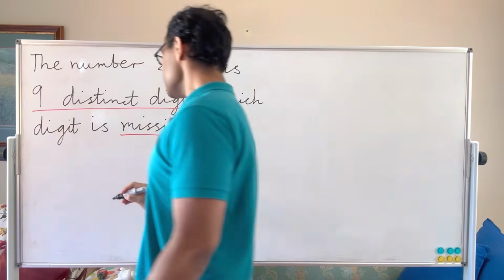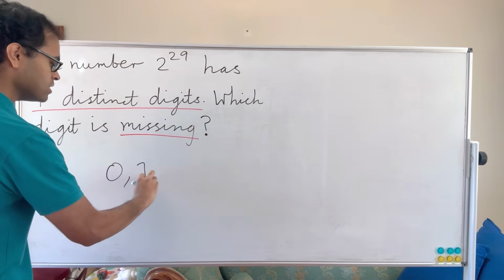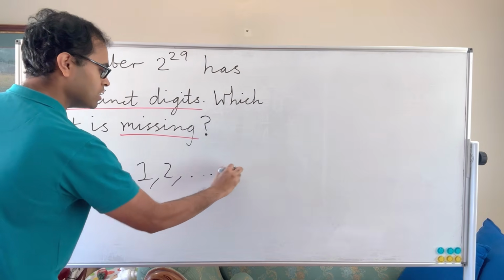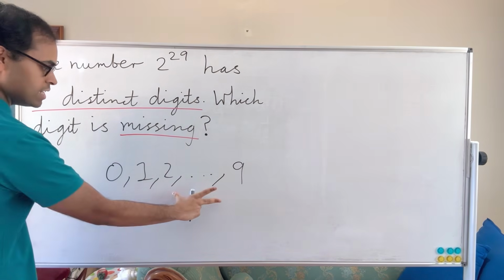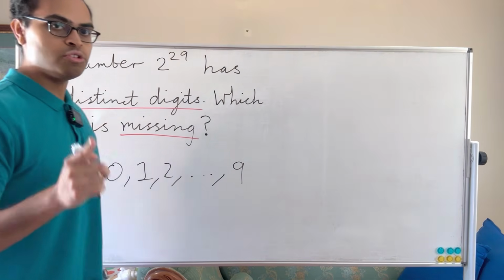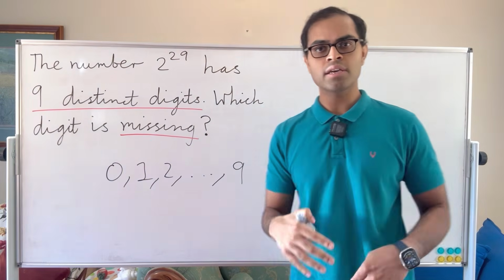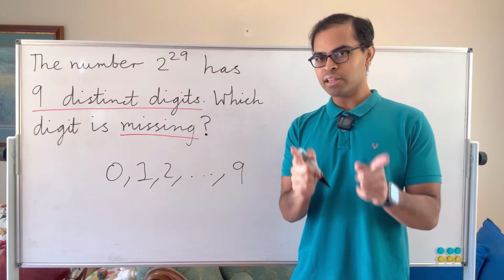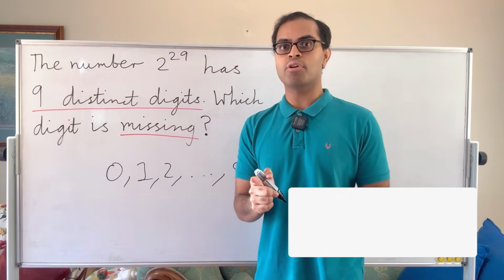Now remember, the digits of any number are 0, 1, 2, all the way up to 9. So of course there are 9 here, and then 0 makes 10 digits. So one digit is missing because we're given that 2 power 29 has 9 distinct digits. How are we going to find it? I'm a professional mathematician. I'm going to walk you through the thinking process behind this.